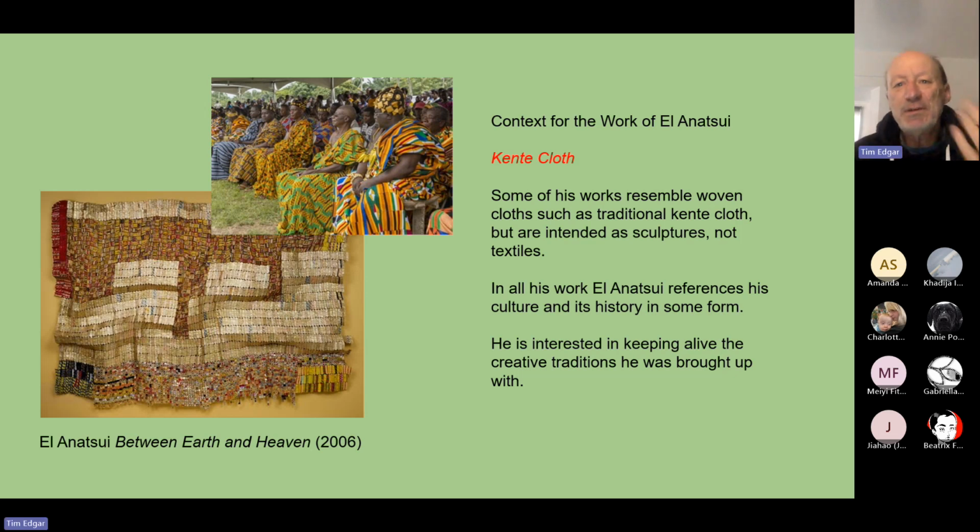So yeah, he wants to keep alive the creative traditions. So again, that idea of sustainability is about working with history, I guess, and working with materials and the people of the past to sustain a culture.